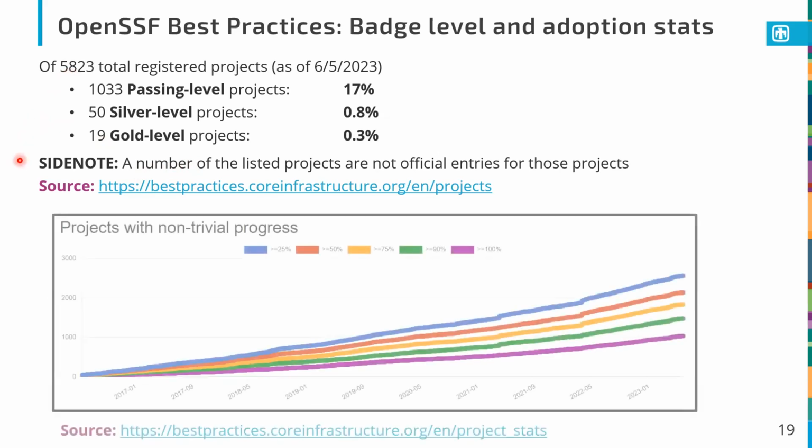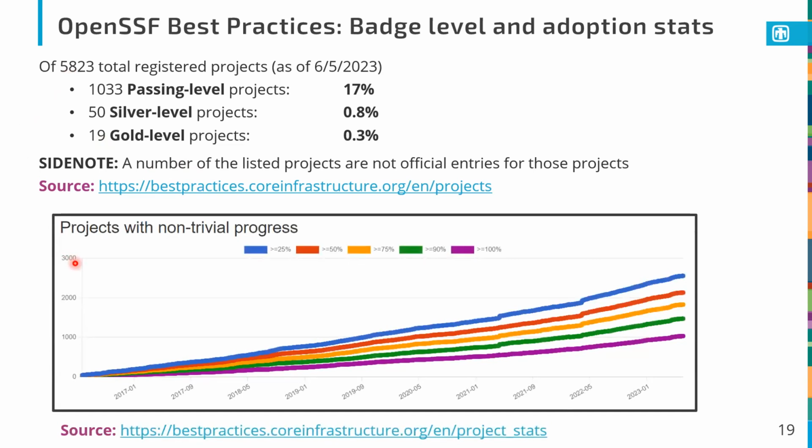This chart shows the growth in the number of projects that are making progress or have achieved a passing level. I should note that when you see the percentages, if you're at 100%, that means you have satisfied all the criteria for the passing level badge. When you go above 100%, it means you've achieved passing level and you're going toward silver or gold. So if you're in the 100s, you're passing and on your way to silver. If you're in the 200s, you've received a silver and you're on your way to gold. And 300 is the best you can get. That's just the gold level.